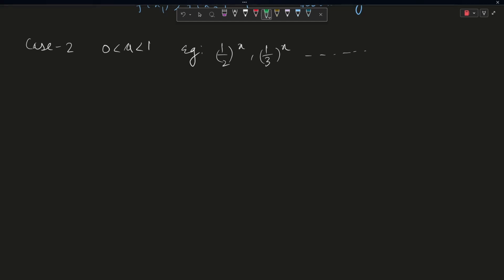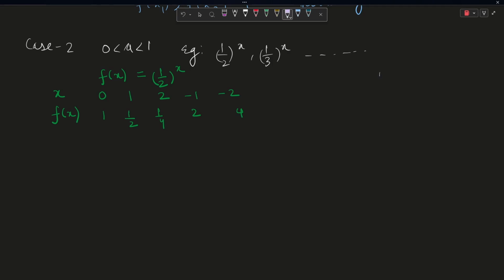So for drawing graphs, we need points. Let's say I'm taking f of x is equal to 1 by 2 to the power x. Now x is equal to 0, 1, 2, minus 1, minus 2, and f of x will be 1, 1 by 2, 1 by 4, 2, 4, right? So these are the points of f of x for corresponding values of x. Now let's draw the graph.